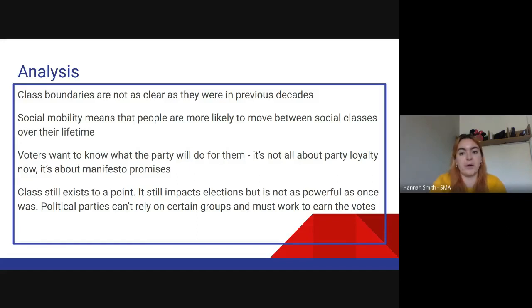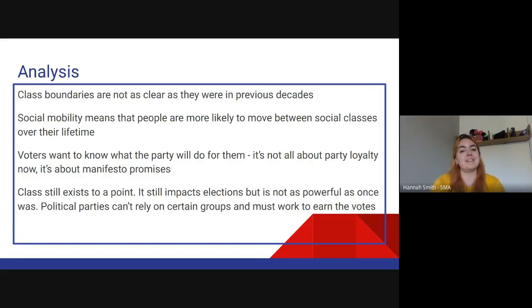Voters also want to know what the party will do for them. It's not now about loyalty. There used to be this idea that if you voted once a Labour voter, always a Labour voter, once a Tory voter, always a Tory voter. That's not the case now. You do see a higher percentage of floating voters, those who think, oh well, actually, they did really badly in government, so I don't want to vote for them. There's a lot more of that happening.